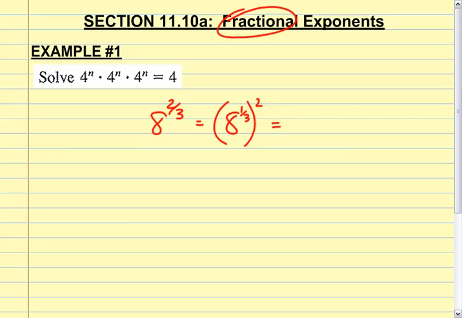Now let's do this. Let's simplify one thing at a time. What is 8 to the 1/3? Well, that's the same thing as the cube root of 8. The cube root of 8 is equal to 2. And then I need to square it. So 8 to the 2/3 power is equal to 4. We okay there? Everybody happy with that?